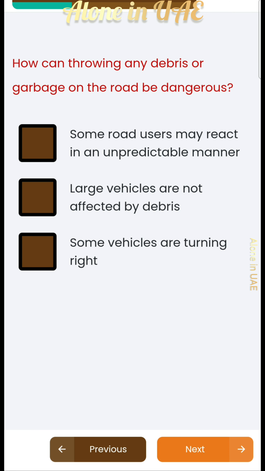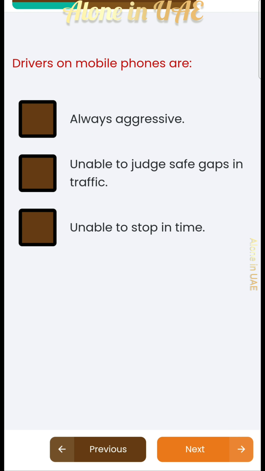How can throwing any debris or garbage on the road be dangerous? Some road users may react in an unpredictable manner. Drivers on mobile phones are unable to judge safe gaps in traffic.